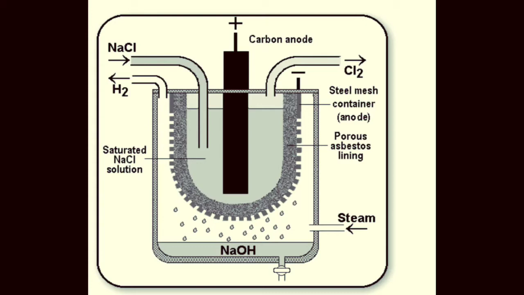And inside the U-shaped iron cathode you can see a suspended carbon anode, and we take NaCl solution, a brine solution of NaCl, in the U-shaped structure. When electrolysis takes place, NaCl converts into sodium and chloride ions, and water also converts into hydrogen and hydroxide ions: H positive and OH negative.